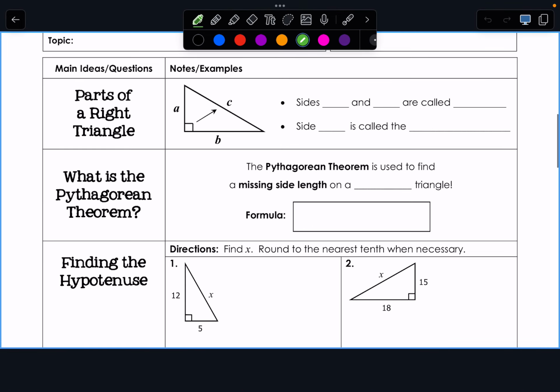So in a right triangle, we have 3 sides, just like any other triangle. But the 2 sides that form the right angle, those are called legs. And then the side that is across from the right angle, what is that called? The hypotenuse.